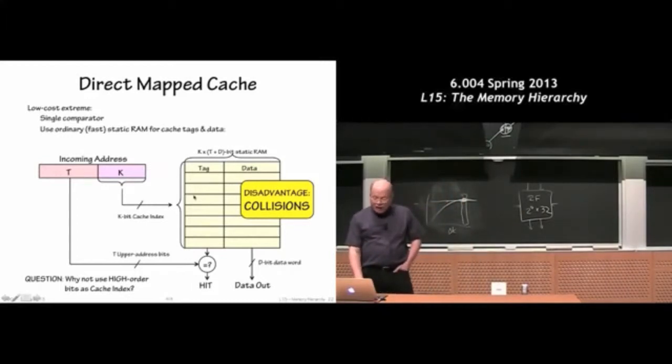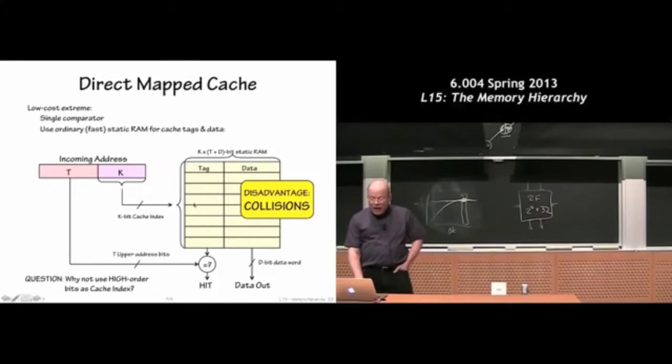So to make it fast, we're going to use the low order bits of the address as an index to pick the slot we're going to look in, and then we're going to compare the high order bits of the incoming address with the tag field to see if we have that information. So any particular combination of bits, if it lives in the cache, will live in a very particular line of the cache. And that line is determined by the low order bits of the address.